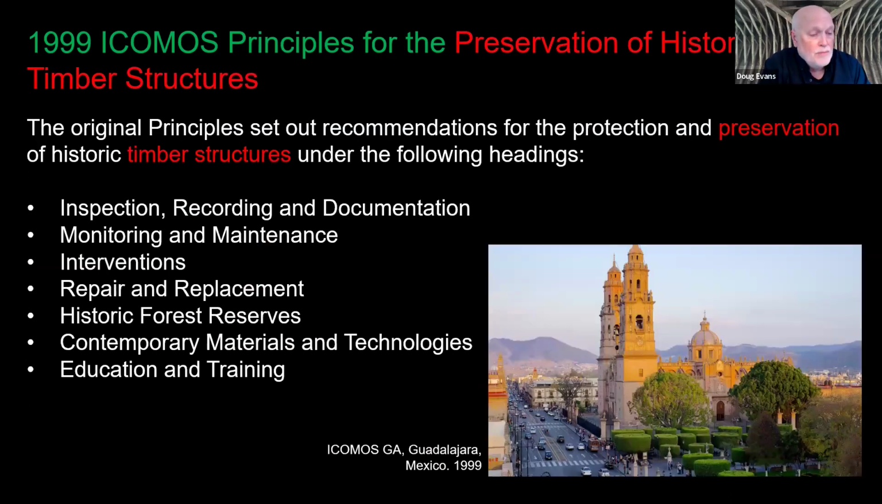The final version, Principles for the Preservation of Historic Timber Structures, was formally adopted at the 12th ICOMOS General Assembly in Mexico in 1999. The committee believed, as a result of its wide-reaching consultations, that the principles represented the predominant view among the world's experts at the time on the preservation of historic timber structures.